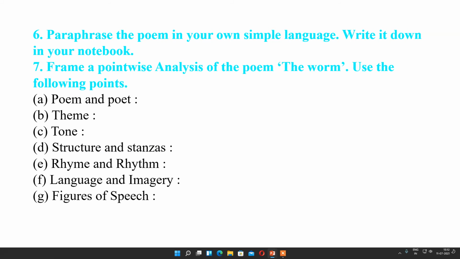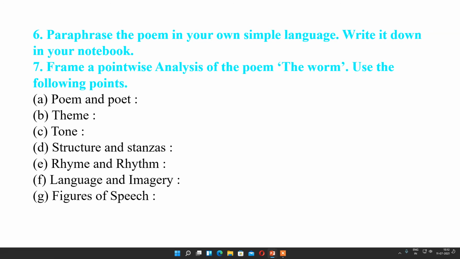Question number 6. Paraphrase the poem in your own simple language. Write it down in your notebook. Paraphrase means what? This poem is given. This poem you have to convert into a paragraph. What you understand from the poem, you have to write down in the form of a paragraph.